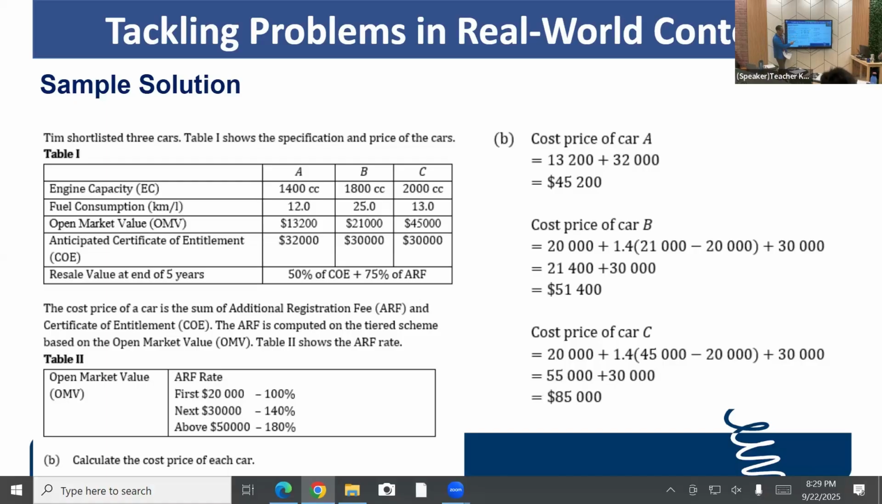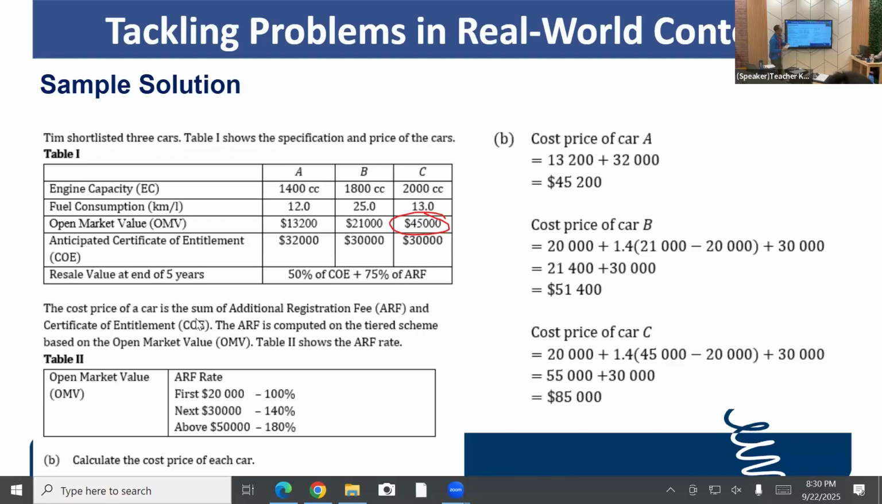Why is that so? Because for the first 20,000, this first 20,000 is 100%. You see here, this was the value, the OMV, right? So this OMV is 45,000. That means the first 20,000 will be 100%. Next, the subsequent amount is 25,000, which is in the next 30,000. So this next 30,000 will be subjected to 140%, which is 1.4 times, right? And then the last part is the 30,000 for the COE, and then the total is 85,000. Okay.